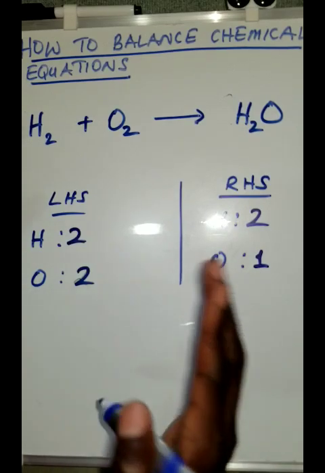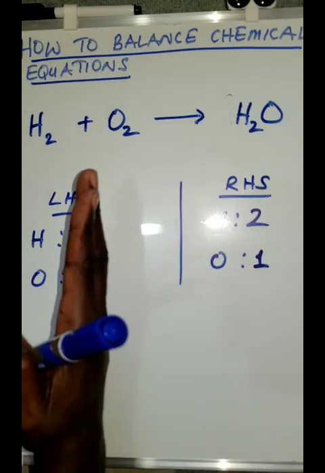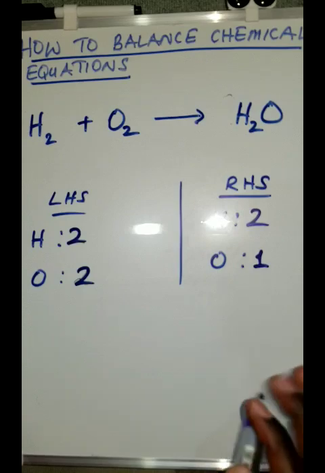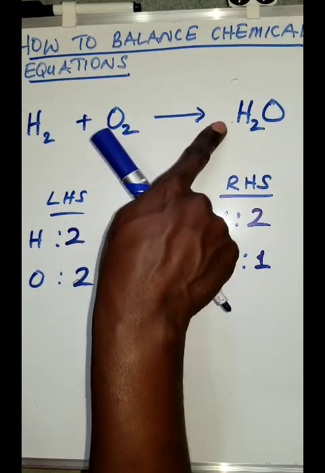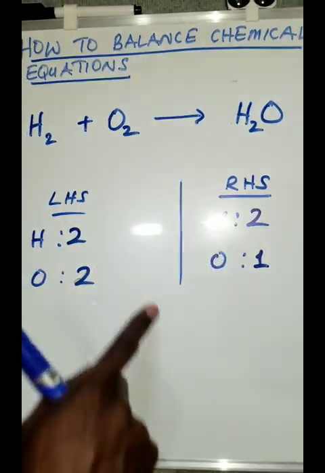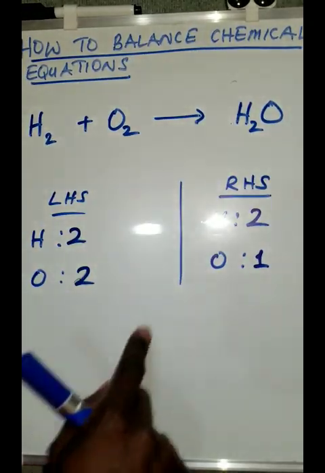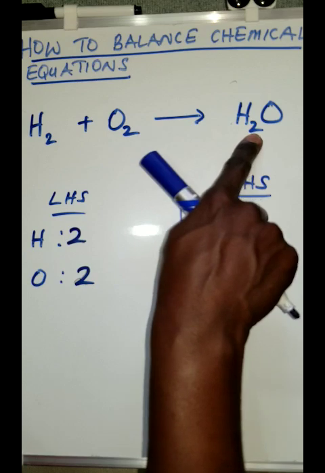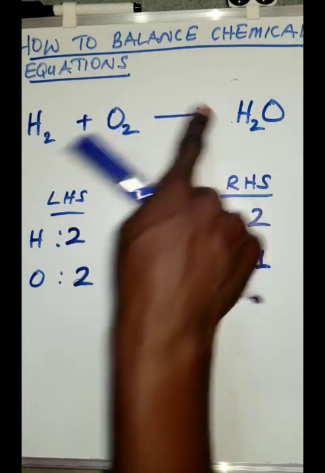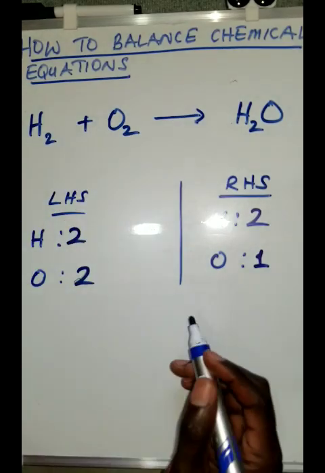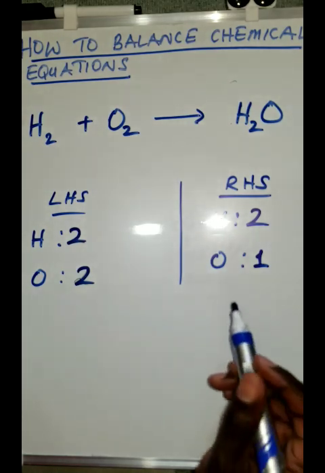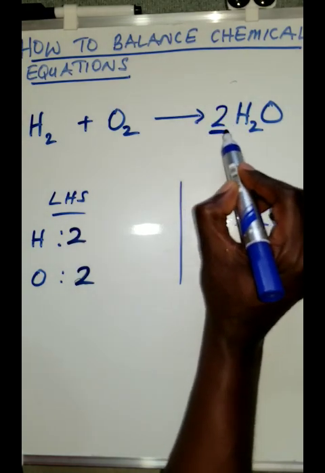We need to balance by having the same number of atoms on the left-hand side as well as on the right-hand side. Then the equation is going to be balanced. So when we balance, we simply add whole numbers in front of the molecule that you have there. You cannot change the subscripts. The subscripts do not change, you only add coefficients in front of the molecule. So what number should I add so that I can have oxygen to be 2? You can simply add a 2.